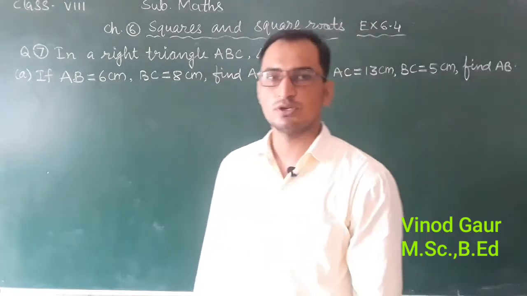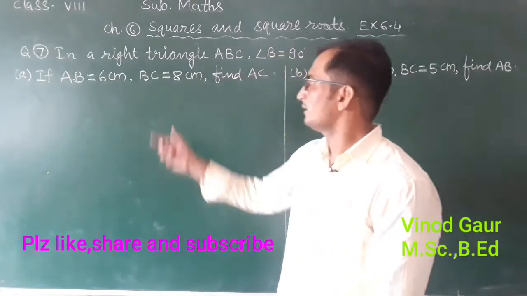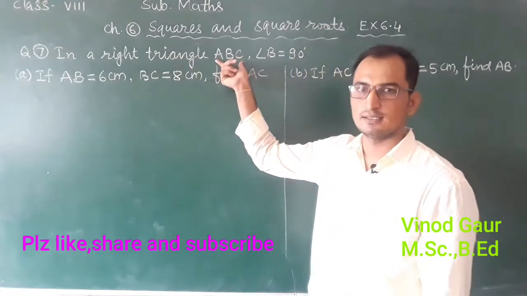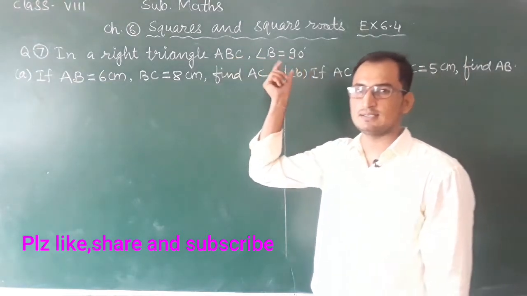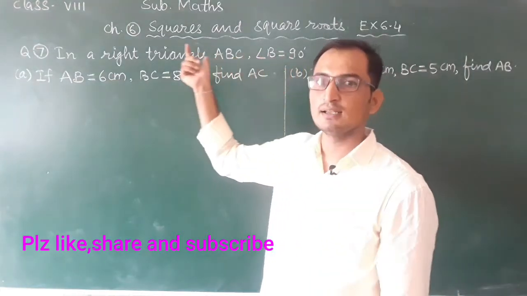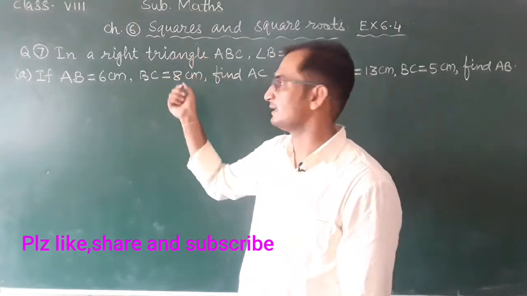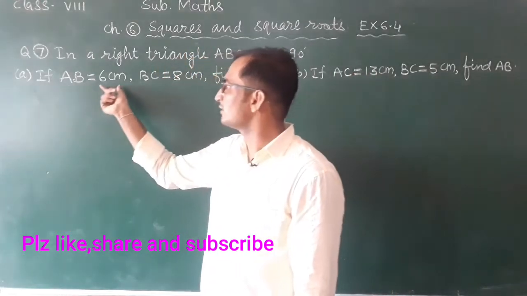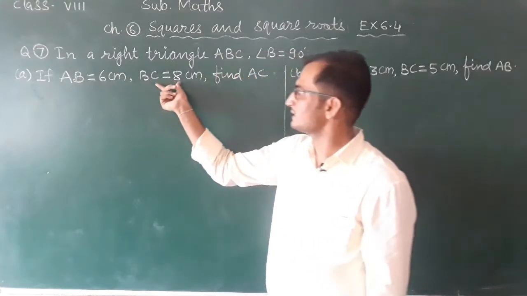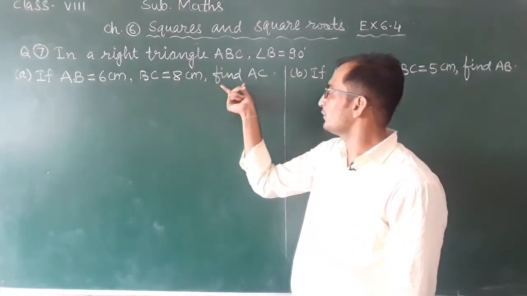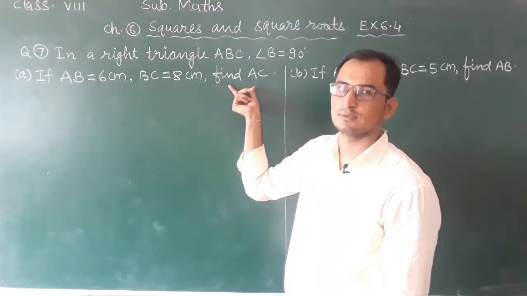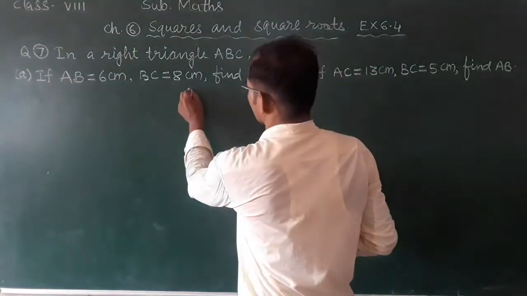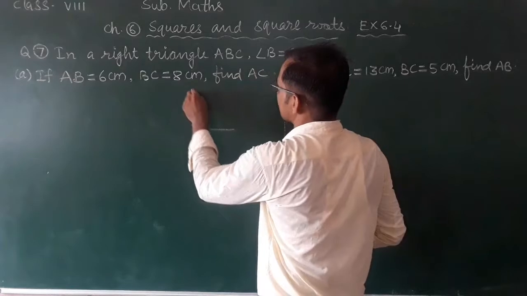Okay, what is question number 7 saying? In right triangle ABC, angle B is equal to 90 degrees. This is given here. If AB is equal to 6 centimeter and BC is equal to 8 centimeter, then you have to find the value of AC. Firstly, we make a right angle triangle.